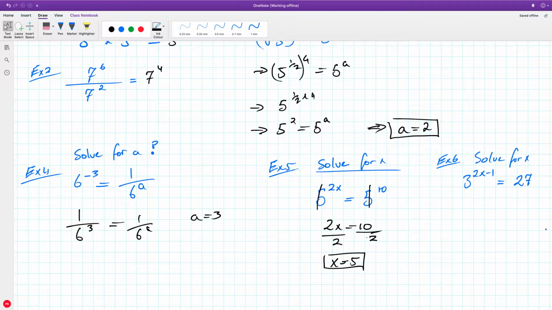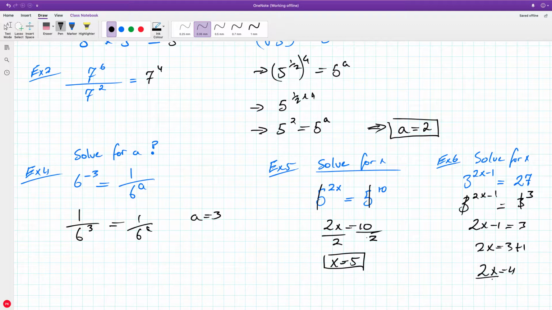3 to the power 2x minus 1 is equal to 27. What do we get? 2. Let's look at, right, what do we have to do? First of all, 27 doesn't work for us. We have to change 27 into 3 to the power 2x minus 1 is equal to 3 cubed. You want your base the same. Your base is the same, you can cancel them. 2x minus 1 is equal to 3. 2x is equal to 3 plus 1. 2x is equal to 4, divided across by 2. x is equal to 2.